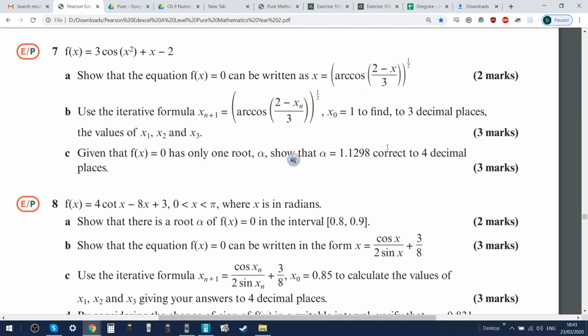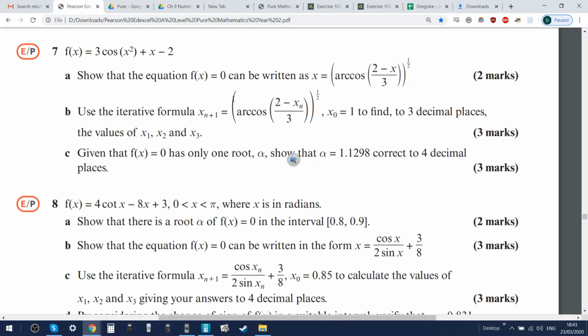So question 7, how would you go about doing part A? Show that the equation can be written in cos. So what we do is we bring the 3 cos x squared to be the main thing. So then it becomes 2 minus x. We divide by 3, so that becomes 2 minus x over 3. Then we square root everything. Before that? Oh yeah, because of the brackets.